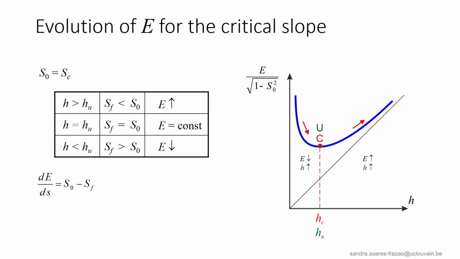Let us now consider the case of the critical slope. Here, HU is equal to HC. For a point below HU, the specific energy will decrease, with an increase of the water depth until HC. And for a point above HU, the specific energy will increase, as well as the flow depth.